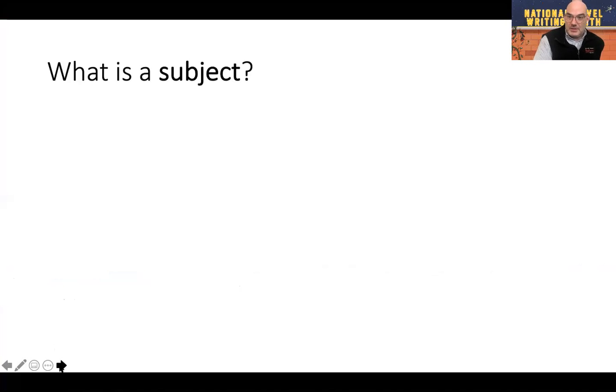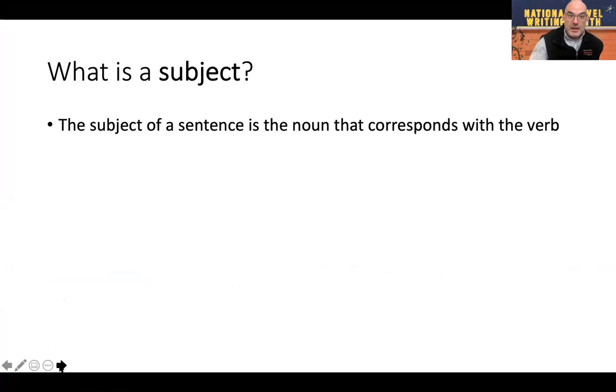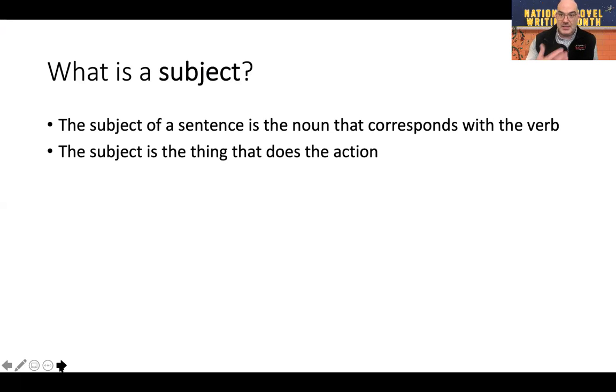Okay, the first thing we have to do before we get into subject-verb agreement is think about what a subject is. And this is a super, super important grammatical principle in English, okay? The subject of your sentence, we generally think of as the noun that corresponds with the verb. So whatever the action of the sentence is, your subject is the thing that is doing that action.